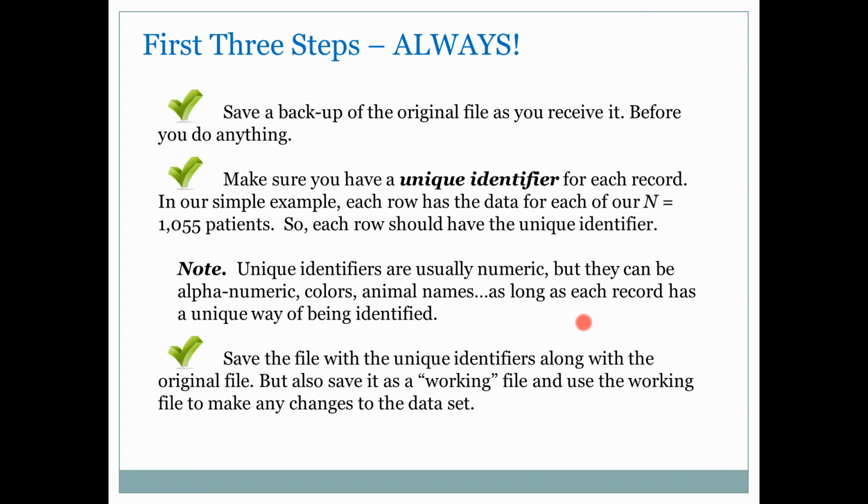Typically what I will do is I will save the file with unique identifiers along with that original file. You're hoping the original file comes with unique identifiers, but it doesn't always, okay? So I'm going to save both of them. But then I'm also going to save the unique identifiers file as a working file, and that's what I'm going to use to make any kind of observations or changes to my data. Okay, so I always have 2 files put away somewhere nice, one directly from the client, that raw data, right? And one that has unique identifiers with the raw data. Okay, so now I can feel comfortable and confident in moving on and playing around with this data set.